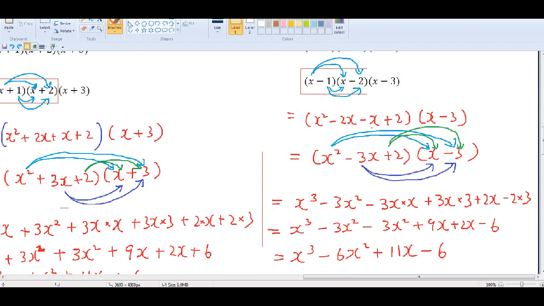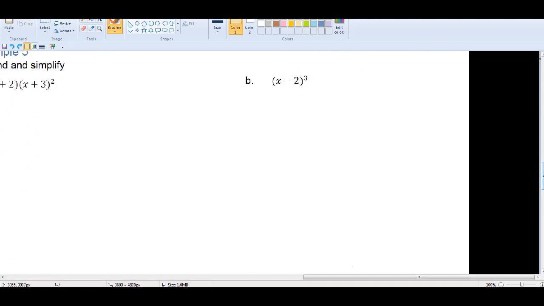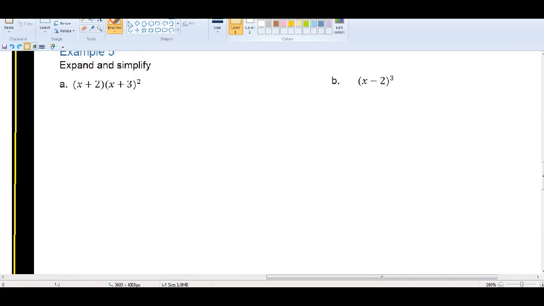Okay, let's move on. All good. Now we've got another interesting thing: the power of a binomial. Do you still remember the power of a binomial? If that's squared, it actually means x plus 3 times x plus 3. So you could still use FOIL.